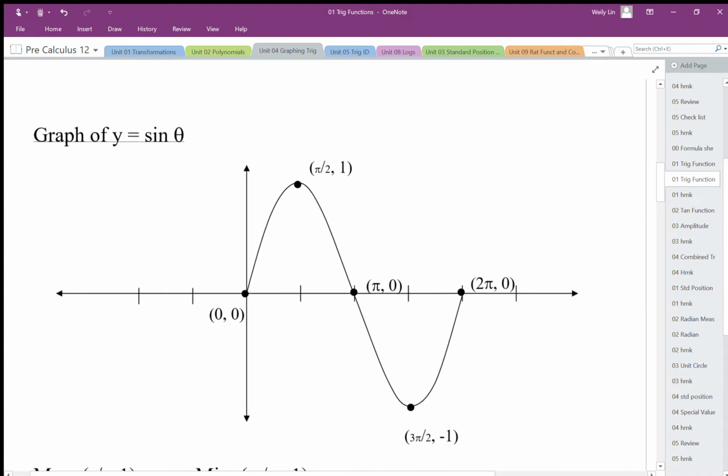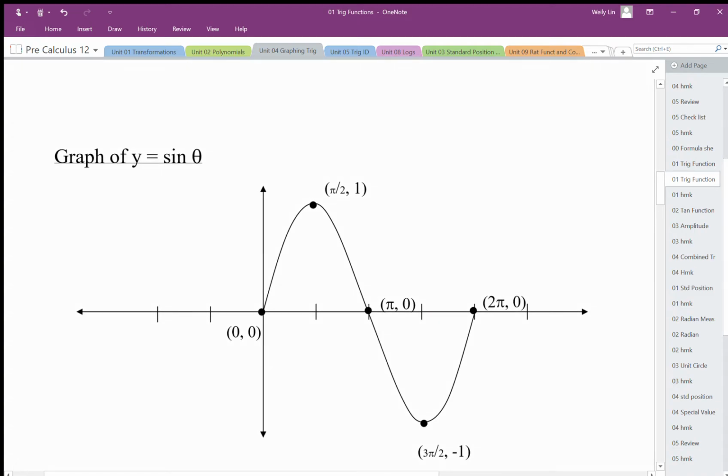So some of the key parts of the sine graph are going to be, what we're looking for is the period is going to be from 0 to 2 pi.